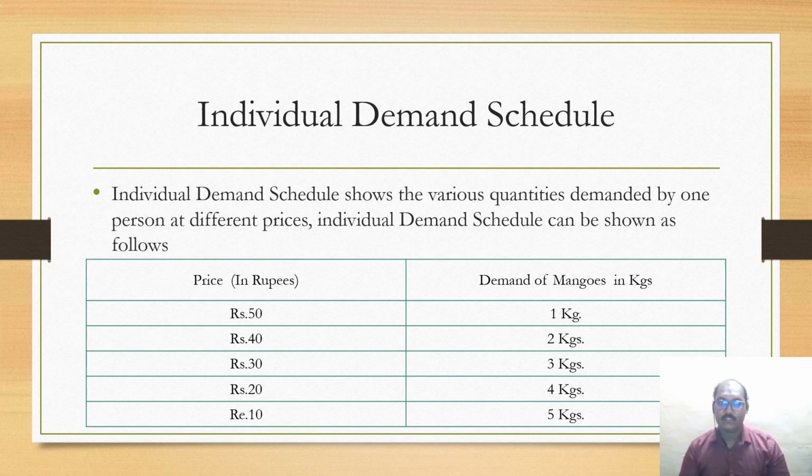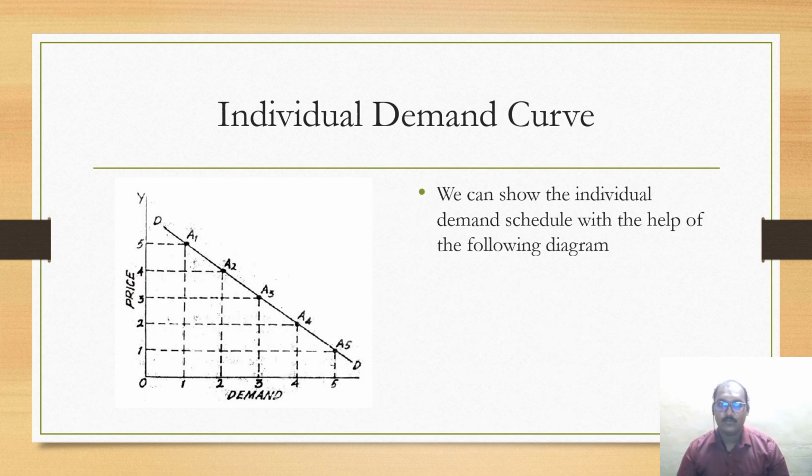Let us consider the price of mangoes. If the price of mangoes is high, an individual purchasing mangoes, based on his income level and his willingness, may hesitate to buy them. When the price goes down, the person will try to buy more. That is what demand says. If the table is for only one person, it is called individual demand.